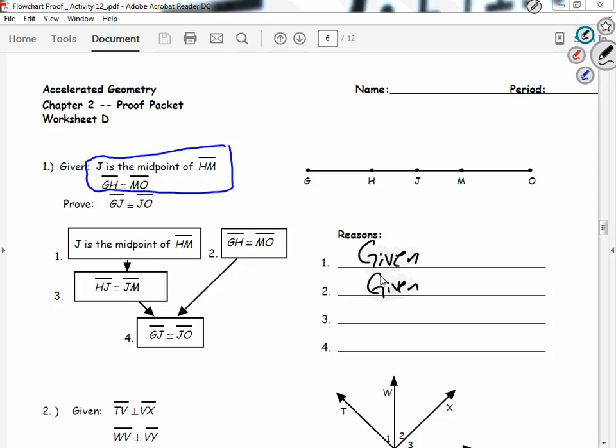So J is a midpoint of HM. If you notice, HM is this segment. J is the midpoint. That way you see where my focus is. So J is the midpoint of HM. Why is statement 3 true? Definition of midpoint.